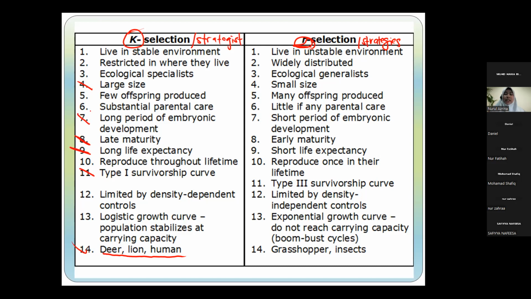Because their lifespan is long and they mature late, the embryonic development period, meaning the gestation period of these animals, which for humans is pregnancy, is also long. So how many have you got there? Long embryonic development. Next, they are also able to reproduce throughout their lifetime, and live in a stable environment that reaches or is near the carrying capacity. Near the carrying capacity means they have a logistic growth curve.